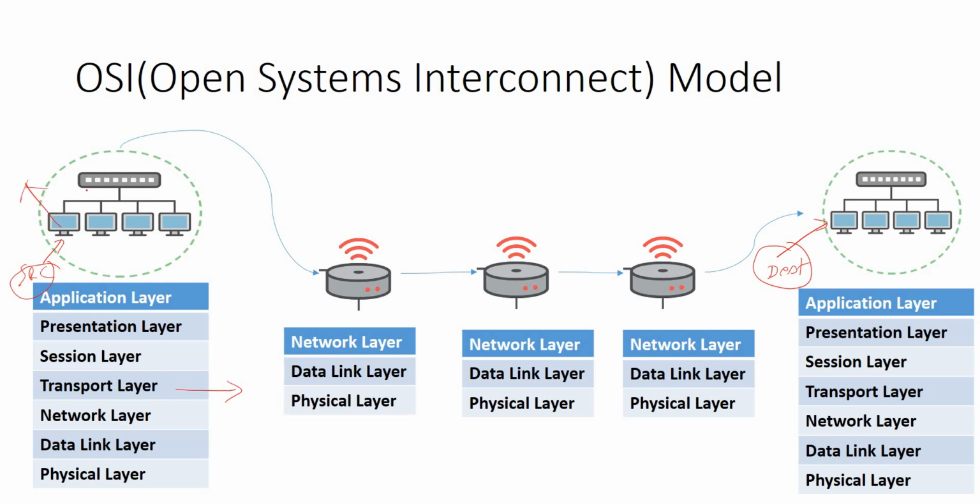For example, in the source I have application 1 and application 2, and in the destination I have another two applications, like A3 and A4. If application 1 wants to send some data to application 3, then the transport layer will ensure the data transfer from application 1 to application 3 will happen successfully. So the network layer ensures data transfer from one IP address to another IP address.